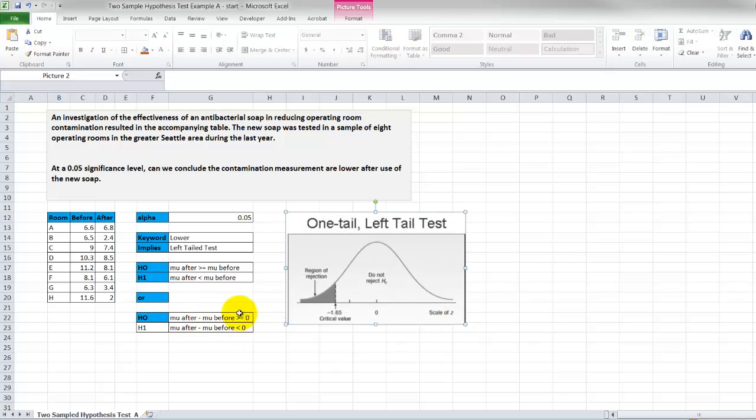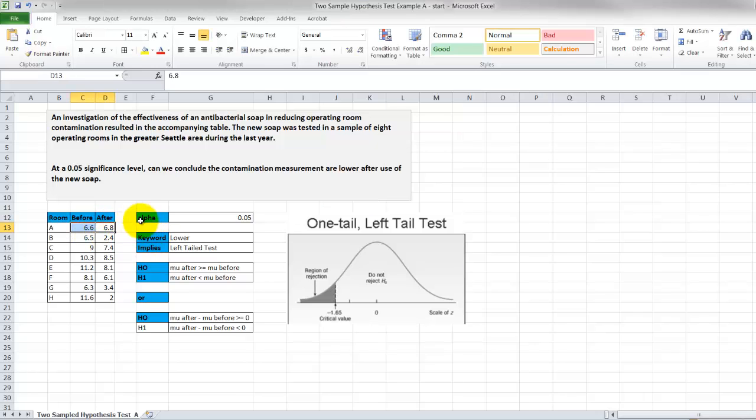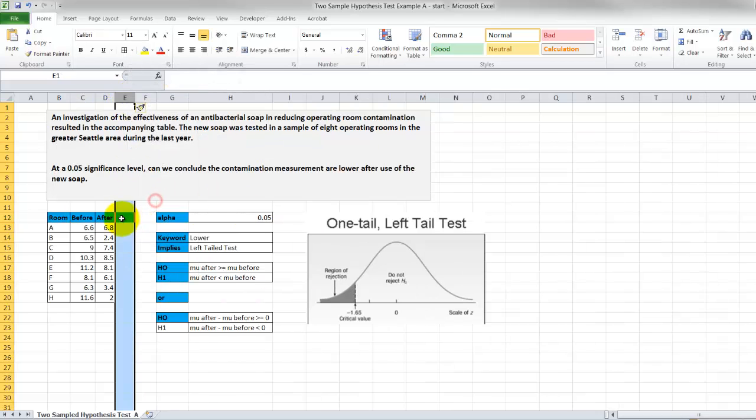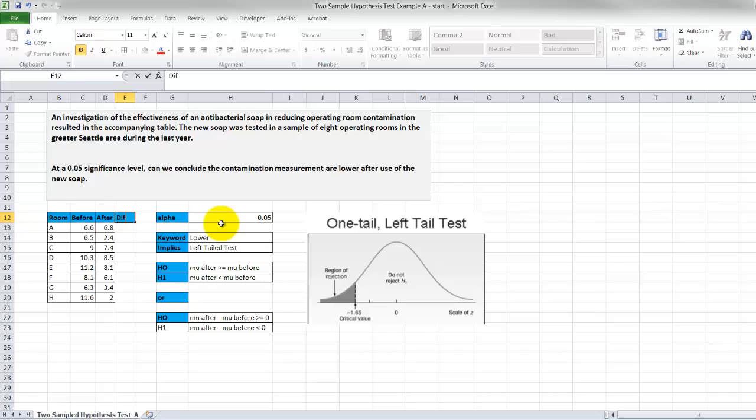Now we're really dealing with two samples, but what we're really saying is let's subtract after minus before, and we're dealing with one sample at that point. So let me just go ahead and create a row here, and I'm going to write difference. What we're actually doing is investigating one distribution after we take the difference. Now, this is a great opportunity to start talking a little bit more in depth about this particular problem.